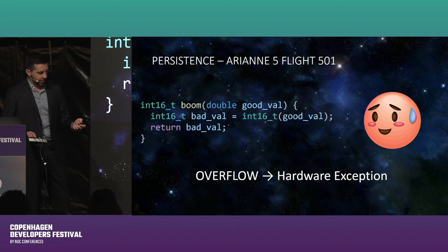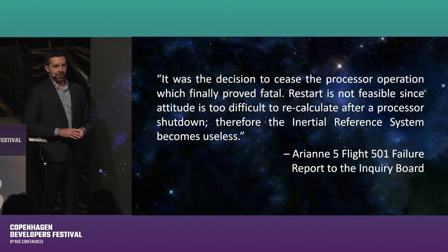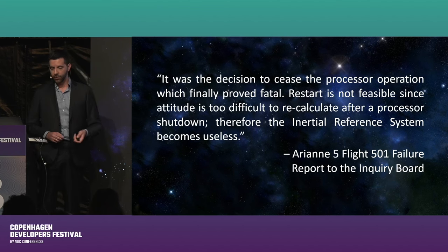But the real issue, at least according to the inquiry board, is that the computer could not reset itself. The way the system was designed is they had two different computers, and if one had this kind of hardware exception, it would shut itself down and transfer control to the backup. The problem here was that the backup was the same computer with the same code through the same error, and it also crashed. And the rocket blows up. But what they said was that the reason that it failed, if you had been able to restart it, it would have been fine. But a restart wasn't feasible because it was too difficult to recalculate all the data on a reboot because they could not persist that important attitude data. And therefore, their guidance system failed entirely. Had they been able to persist that data and do a reboot without crashing, without losing that data, it probably would have been fine.